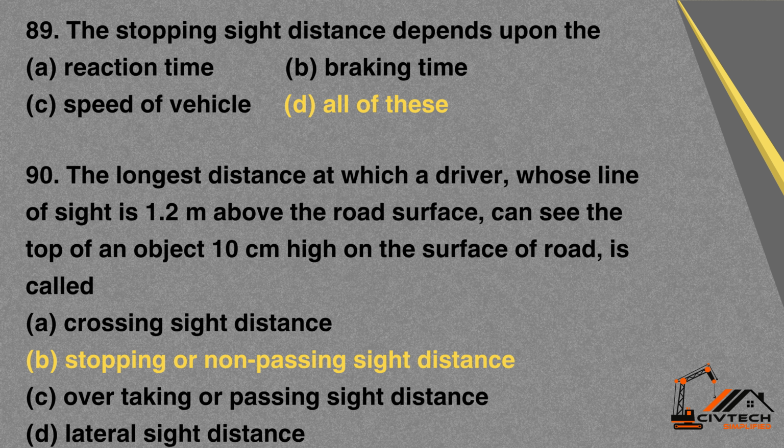90. The longest distance at which a driver, whose line of sight is 1.2 meters above the road surface, can see the top of an object 10 centimeters high on the surface of the road is called: A. Crossing sight distance, B. Stopping or non-passing sight distance, C. Overtaking or passing sight distance, D. Lateral sight distance. Correct option: B. Stopping or non-passing sight distance.